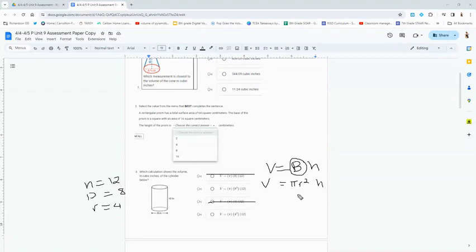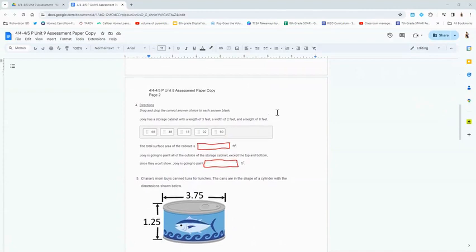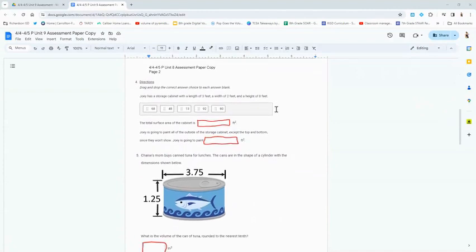Okay, so I need to write pi, parentheses, 4 squared, and then the height as 12. So the only one that fits that is going to be D. Okay, next. All right. Drag and drop the correct answer choice to each answer bank.